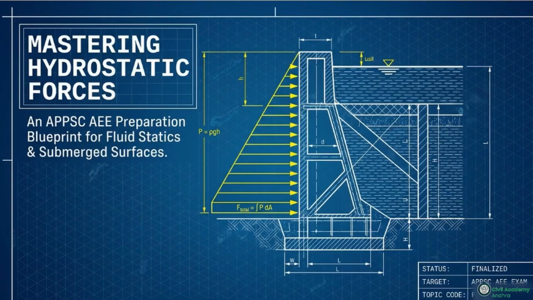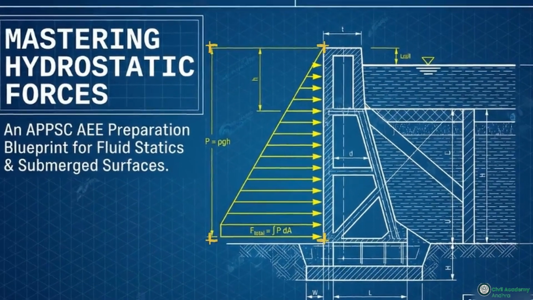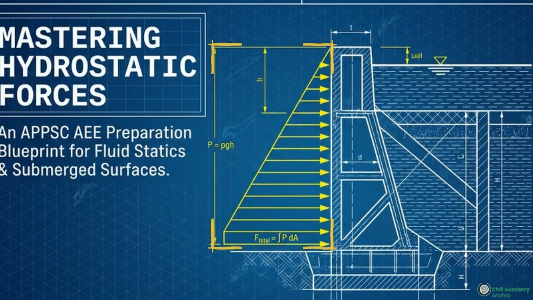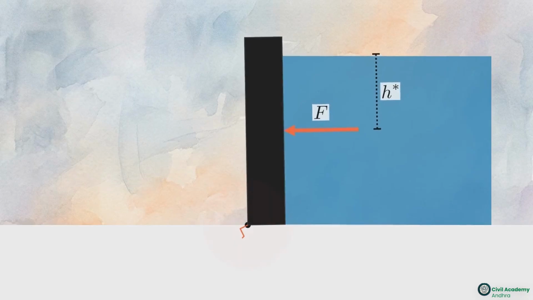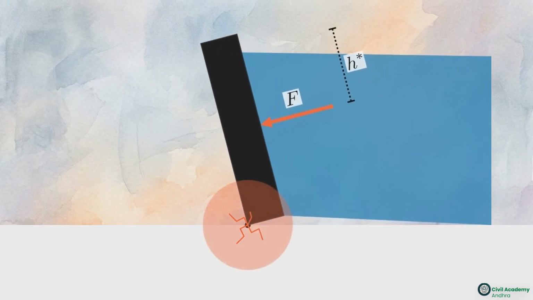This cross-section of a dam illustrates the primary challenge for structural engineers. Water creates a triangular pressure profile that constantly increases with depth. Structural integrity depends on pinpointing the exact physical location of this force, because the point of application determines how a gate or dam will rotate or buckle under load.